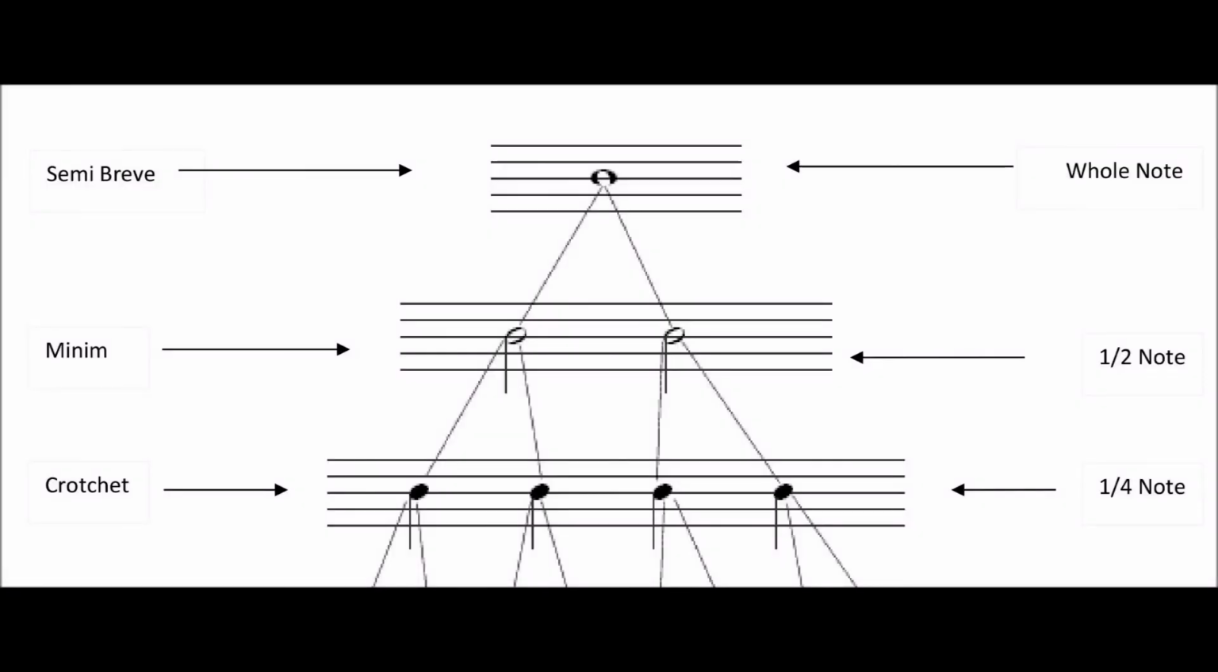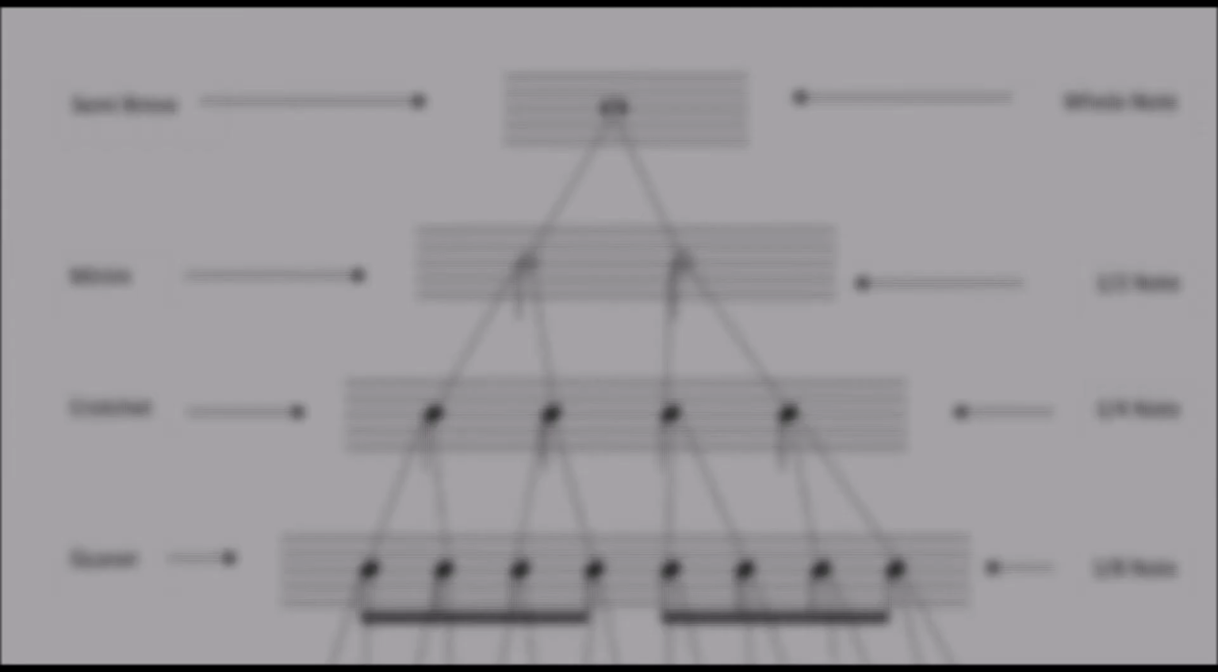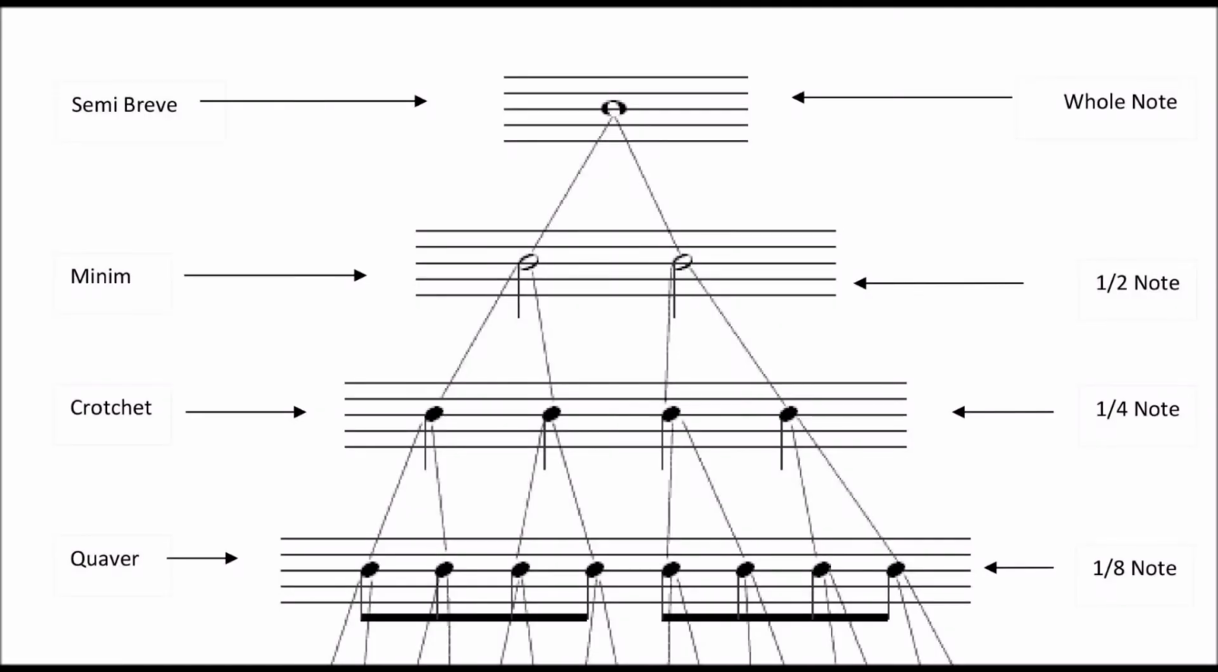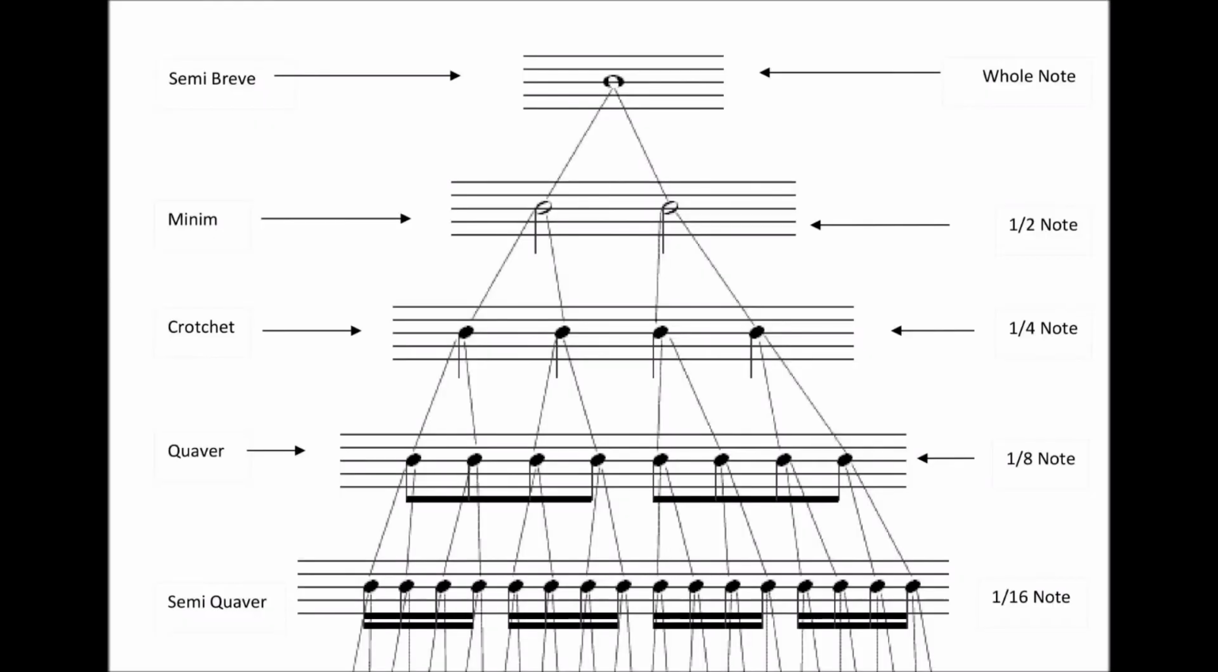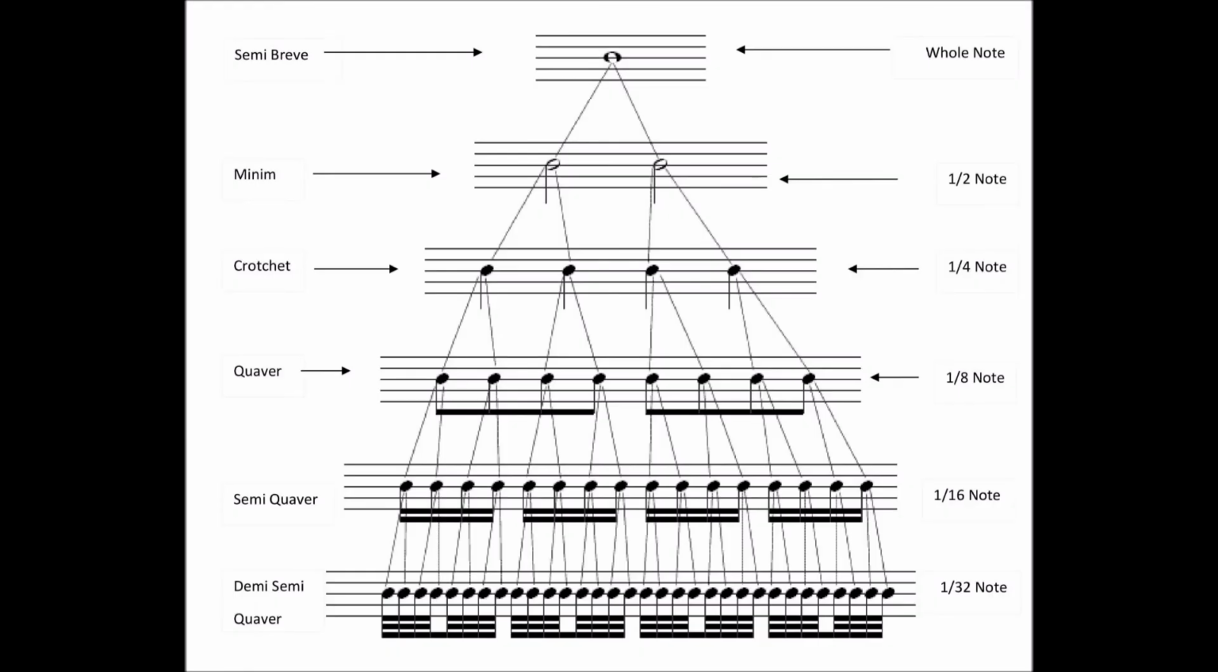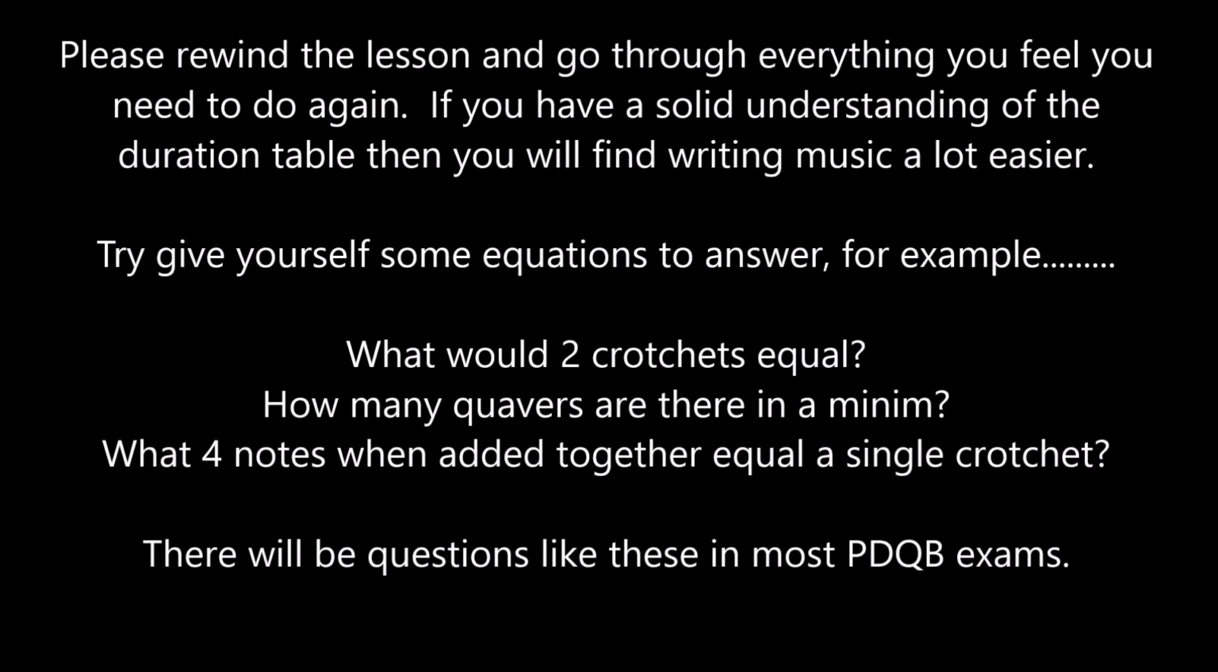Split those 2 half notes or minims in half and you've got 4 crotchets, or quarter notes. Split those in half and you've got quavers, or 8th notes. Split the 8th notes or quavers in half, you've got semiquavers, or 16th notes, and finishing at the bottom, splitting in half again, demi-semiquavers, or 32nd notes. Skadoosh. And that's us at the end of the lesson.